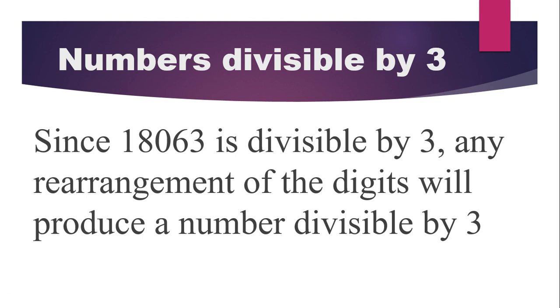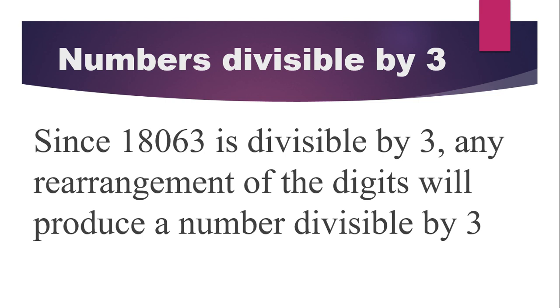No matter how we decide to change or rearrange the digits of 18,063, we're going to get a number that is divisible by 3. For example, 81063 is still divisible by 3. 16308 is still divisible by 3. 36081, 30681, 31680, anyhow you rearrange them, you will discover that you're getting numbers that are divisible by 3. That's a very interesting property of numbers that are divisible by 3.